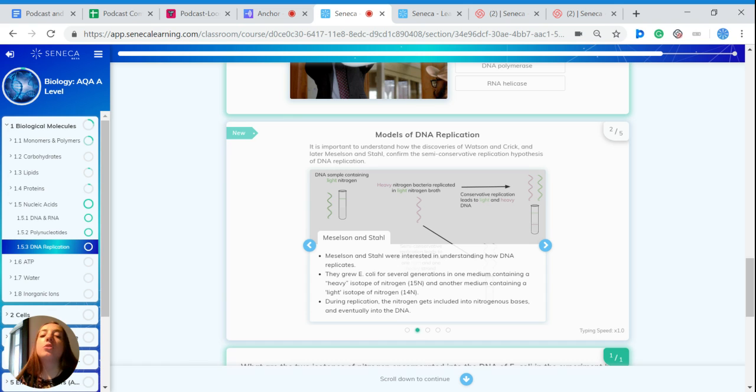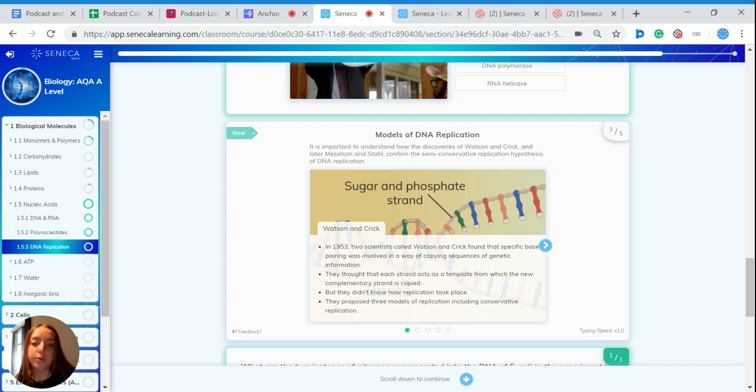So there are a few models of DNA replication, and one of those was by Watson and Crick, and Meselson and Stahl also, and they were confirming the semi-conservative replication hypothesis of DNA replication. So first I'll talk about the experiment of Watson and Crick.